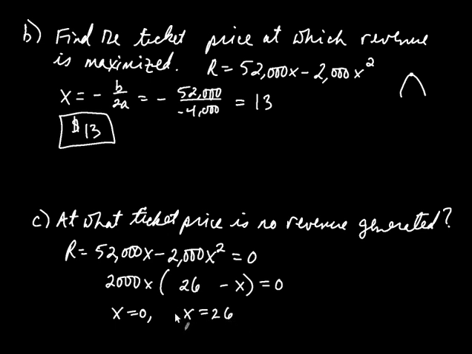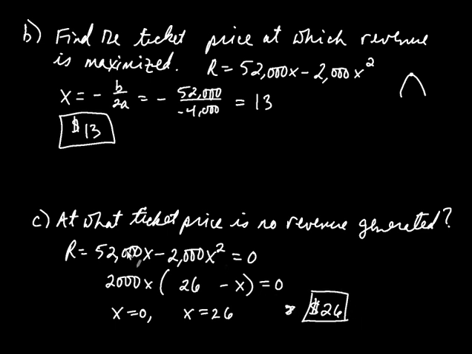Now, what does this mean? Well, it means that if the ticket price is 0, you don't generate any revenue. That's obvious. No ticket sales, no revenue. But the second option is interesting, right? It says that when your ticket price is $26, nobody attends. You've overpriced it. So $26 is when the ticket price is too much. You have no revenue generated.